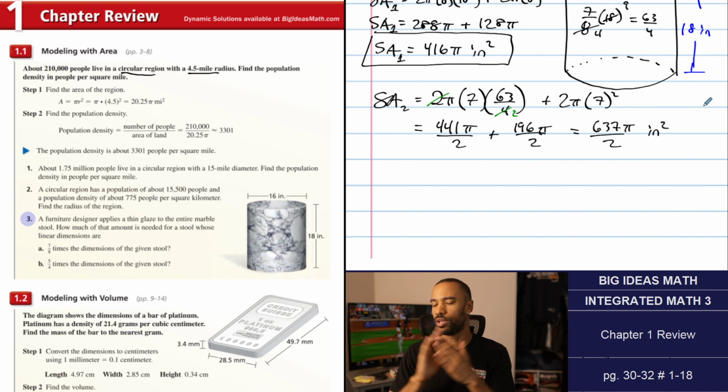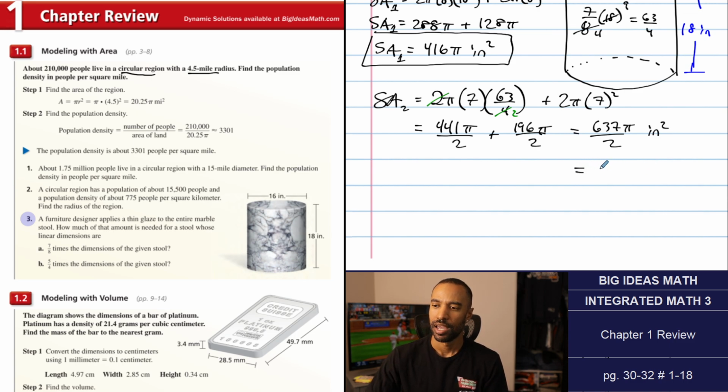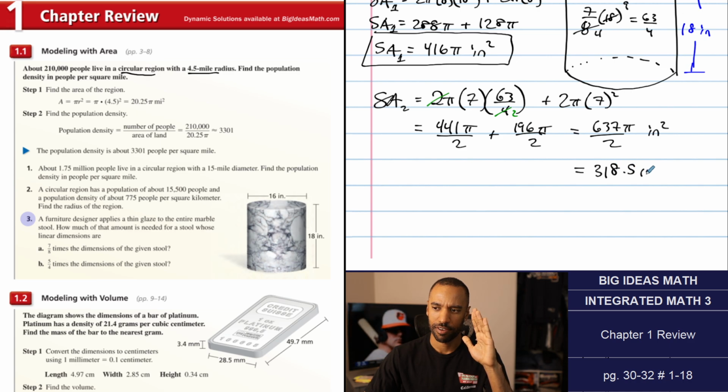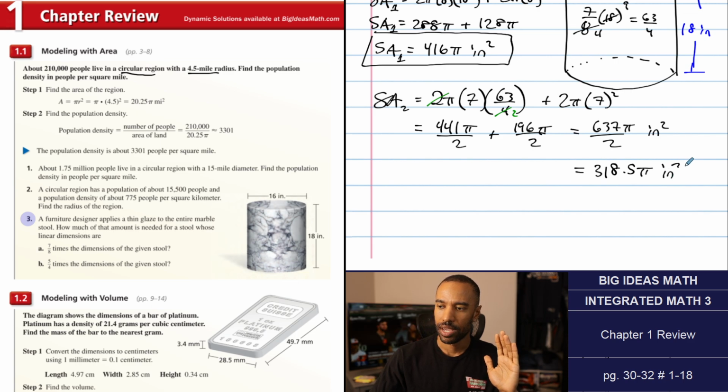That's an exact number. You could divide it by 2. It'll have a 0.5 value. Probably not terrible. Let's get what that number is. That's 318.5 pi. I hope I'm doing all that right because I'm doing that in my head. So we got that number as well.